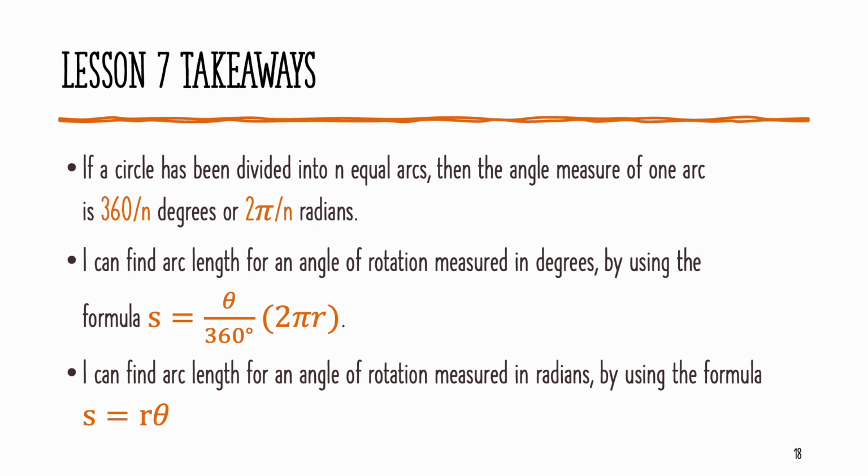Also, if a circle is divided into n equal arcs or n equal parts, then the angle measure of one arc is 360 divided by n. In terms of radians, it would be 2 pi divided by n radians. Now, if you're given an angle in degrees, the arc length, radius, and angle relationship is going to be s equals theta divided by 360 degrees times 2 pi r. But if you're given the angle measurement in radians, then the equation is just s equals r theta.